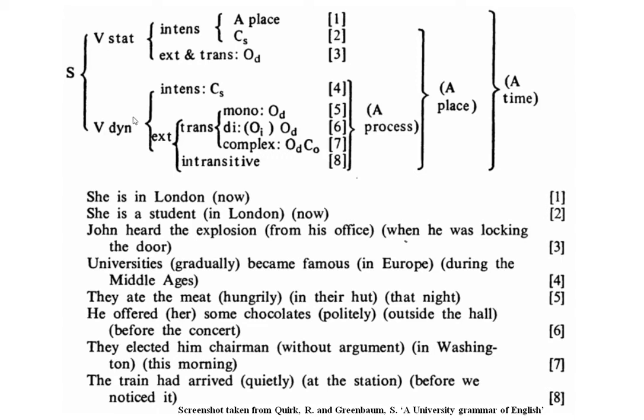Now we move to the dynamic verbs. Dynamic verbs are verbs which are called the activity verbs. They denote actions. And these could be intensive and extensive too.